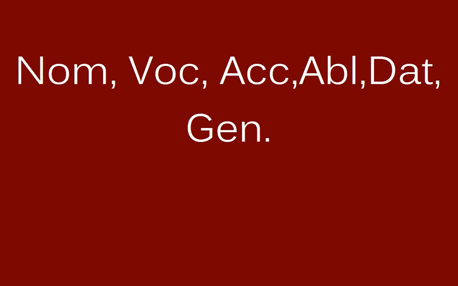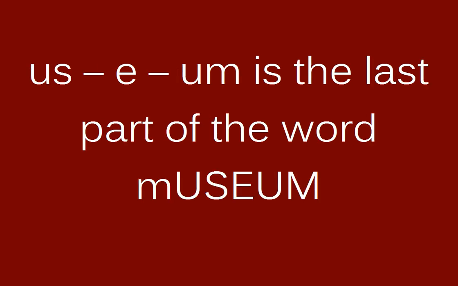If we arrange the cases in the order nominative, vocative, accusative, ablative, dative, and genitive, we get a pretty mnemonic. We can use this mnemonic to remember these endings easily. Us, e, um is the last part of the word museum. So that gives us the first part of the memorization thing, museum. So the mnemonic will be museum oi, the two O's for the ablative and the dative, and the I on the end for the possessive. Museum oi.